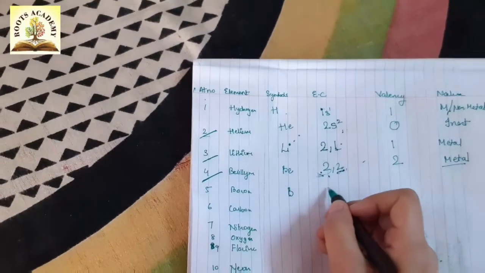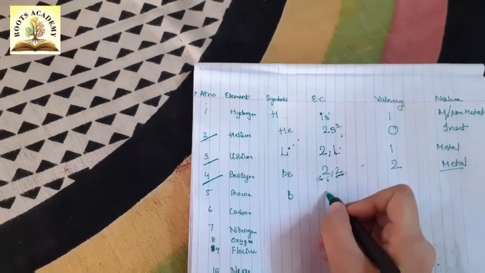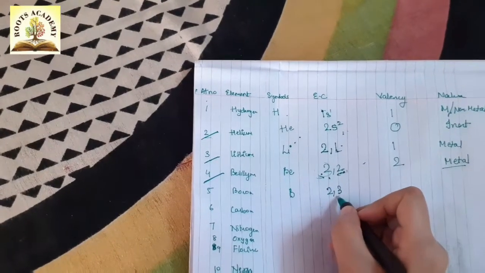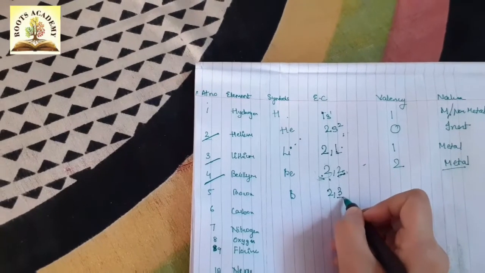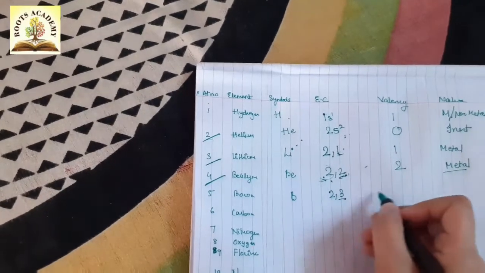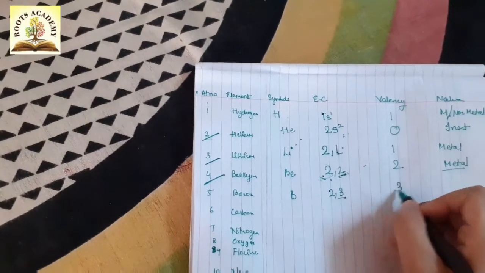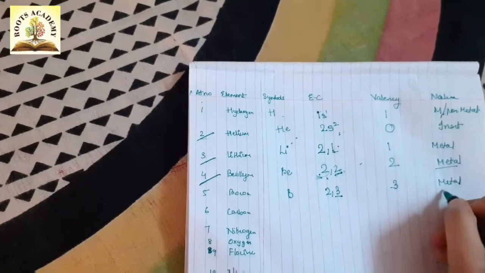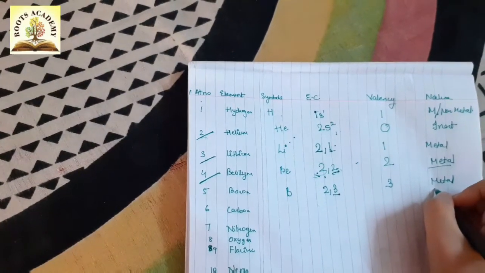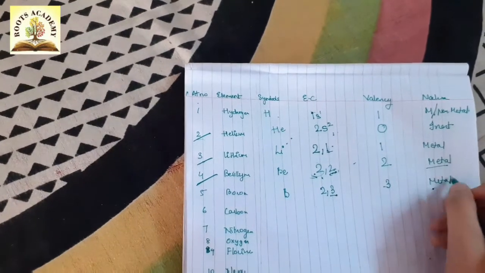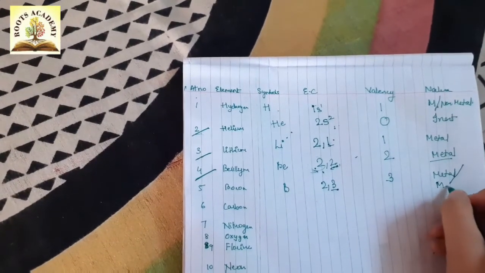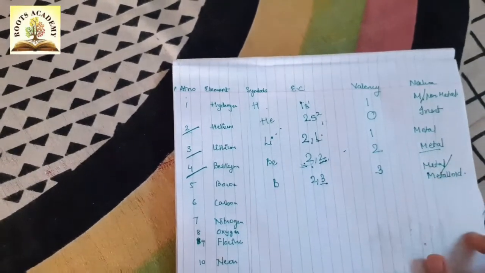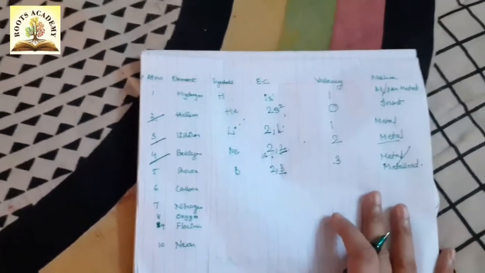Boron, B. Its atomic number is 5, so the total number of electrons will be 5. Electronic configuration goes 2, 3. It is very easy for boron to lose 3 electrons to attain the nearest noble gas configuration of helium. As it is losing 3 electrons, valency becomes 3. It is losing electrons, so obviously it is a metal. But it is an exceptional case. By experimental fact, boron is a metalloid, due to the experimental fact or as an exception.